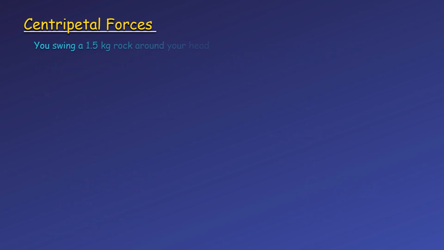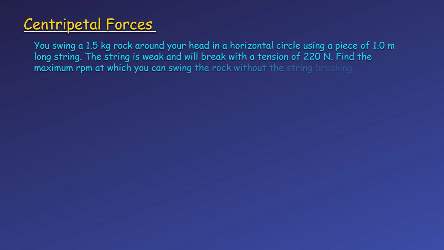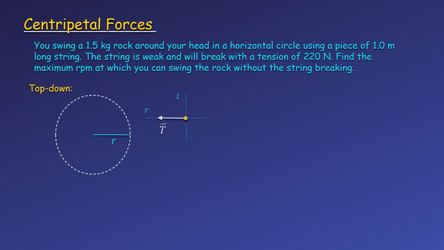Now let's look at an example where you swing a 1.5 kilogram rock around your head in a horizontal circle using a piece of 1 meter long string. The string is weak and will break with a tension of 220 newtons, and we want to find the maximum RPM at which we can swing the rock without the string breaking. From the top, the rock makes a circle with a radius r. Here we can see the tension seems to point along the radial direction.